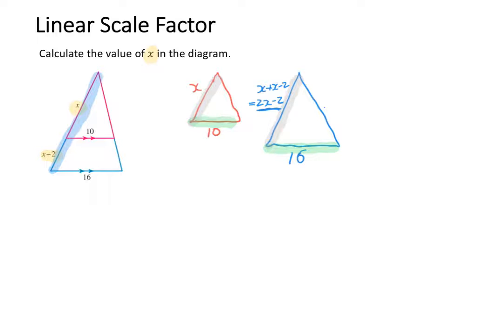So each corresponding side can be written as a fraction. So 16 over the corresponding side of 10 is going to equal 2x minus 2 over the corresponding side of x. Once I've written each corresponding side as a fraction, I can use a cross multiplication method to work out my value of x.